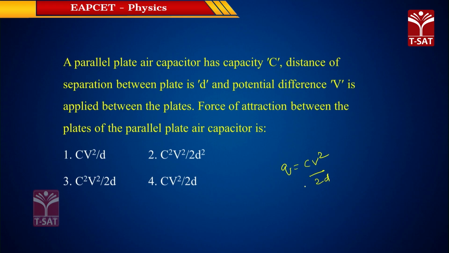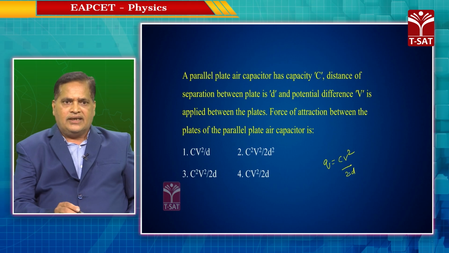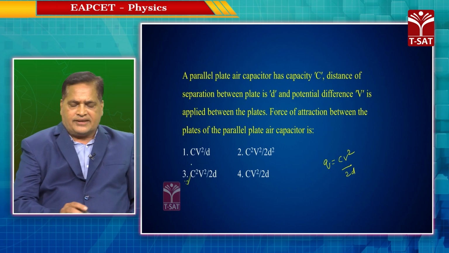Here a parallel plate air capacitor has capacity C. Distance of separation between the plates is D and potential difference V is applied between the plates. Here force of attraction between the plates of the parallel plate air capacitor is CV square by 2D. See that option here, CV square by 2D. Yes, the third option is there. This third option is correct.